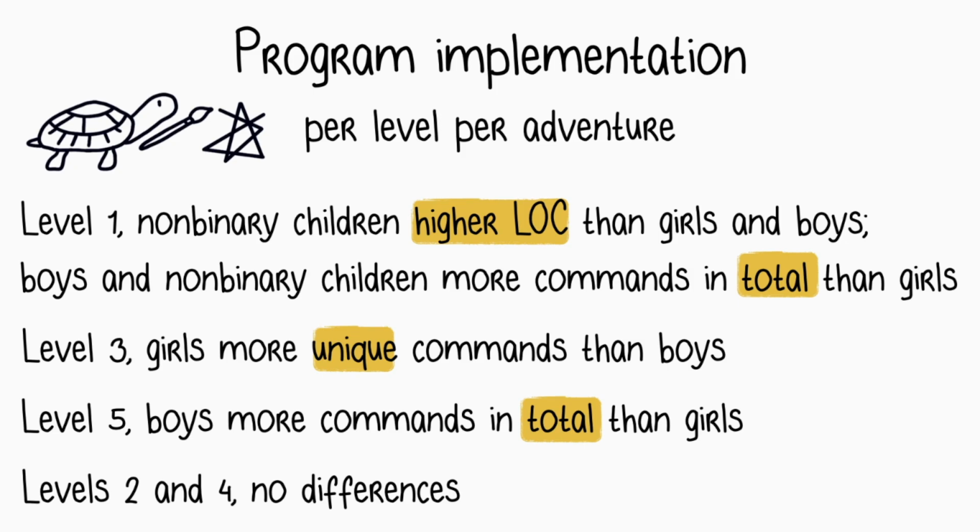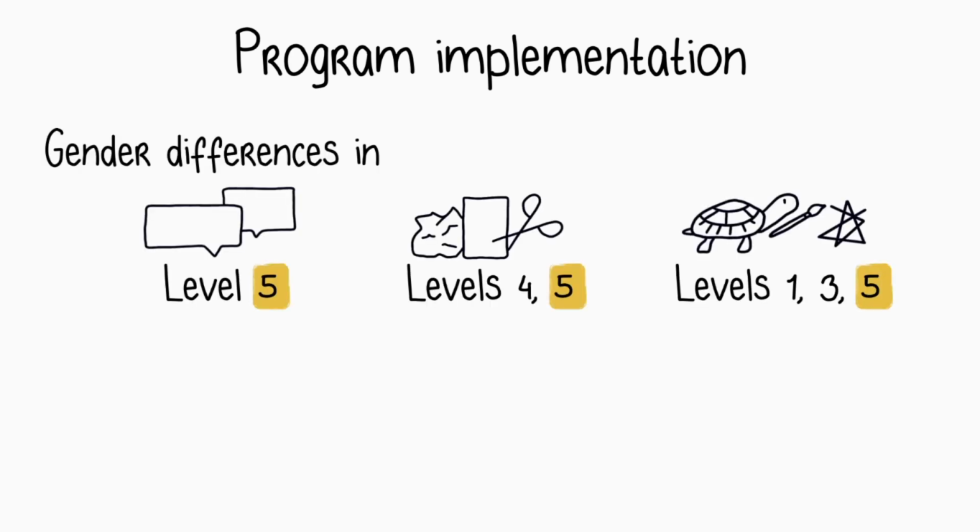We do not really know why there are differences in some, but not all levels. We did observe that overall, the visual adventure seems to have larger programs with more commands than the other two adventures. Overall, we observed that most gender differences are in the highest Hedy levels analyzed. Gender differences might become more visible when the assignment becomes more complicated. Different behavior might be caused by differences in prior experiences, self-efficacy, and sense of belonging.